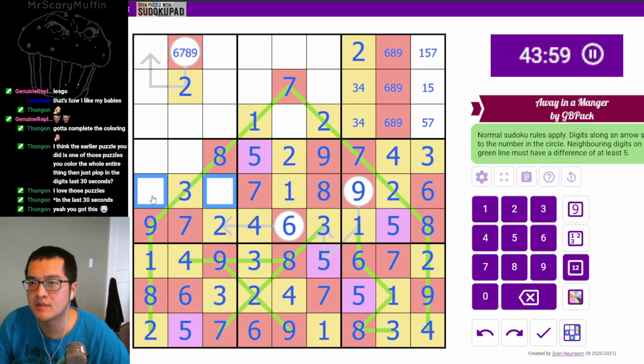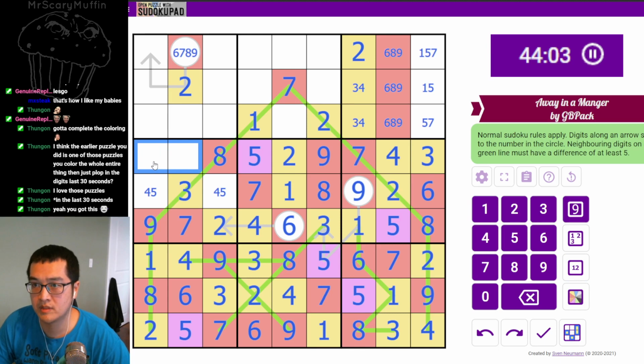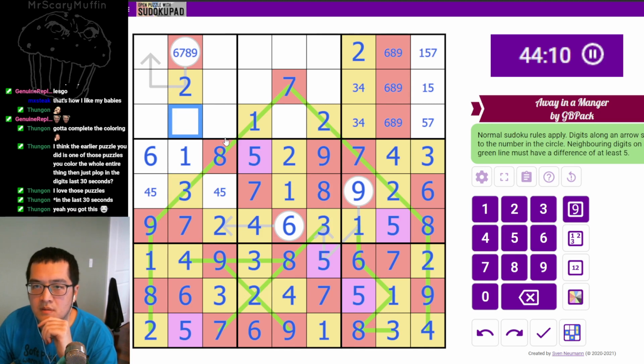What are we missing here? We're missing a 5 and a 4. And up here we're missing a 1 and a 6. Well, we already know where the 6 is. Silly. What's missing here? 1, 2, 3, 4, 5, 6, 7. Oh, actually, we don't actually know what's there. This could be an 8 or 9.